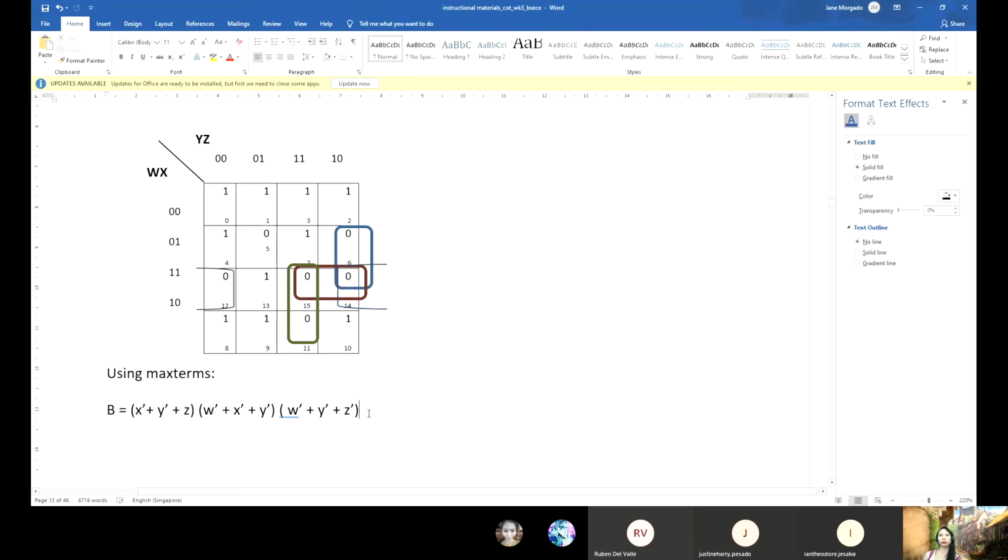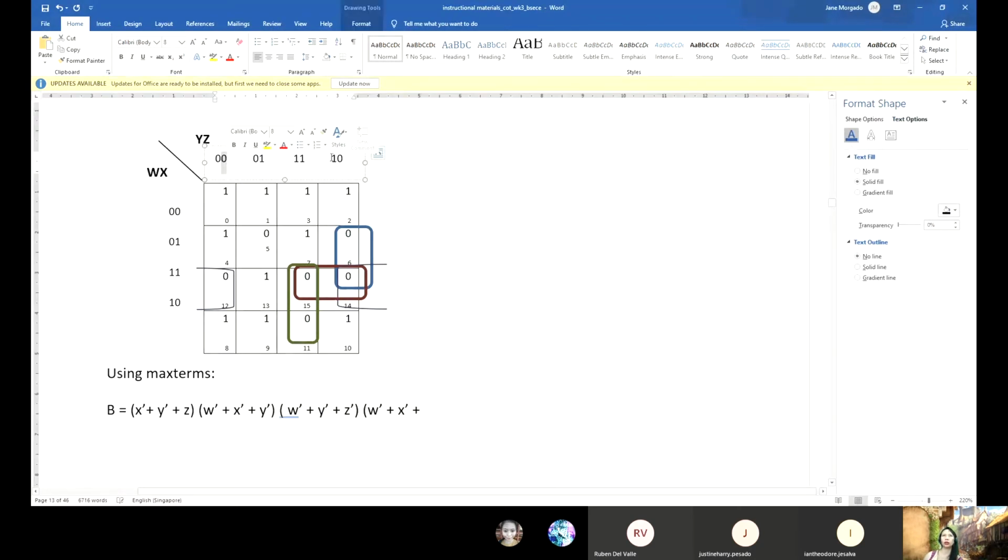Okay, so for the purple, we only have one value for the wx plane, which is w is 1, x is 1. So again, w is 1, so w prime plus x prime plus, okay? So with respect to wz, we have two values. We have 0, 0, and 1, 0. They are again compared y to y. So we have 0 and 1. So what will happen to y?